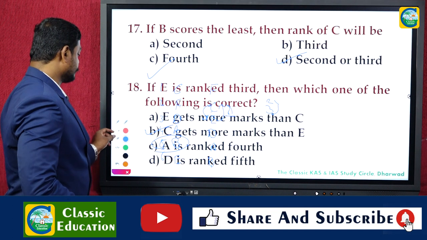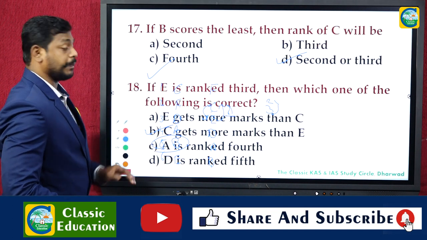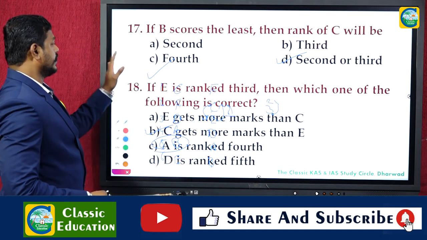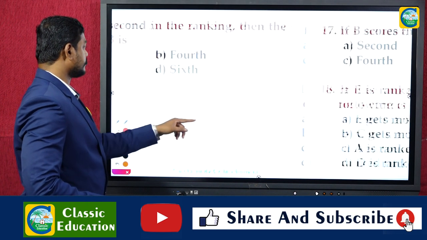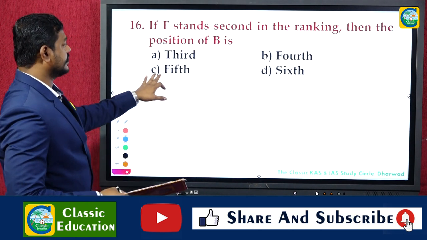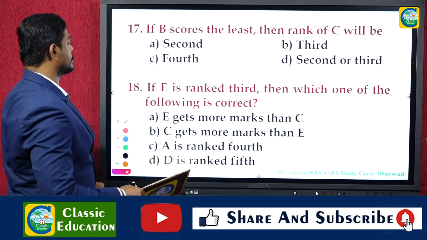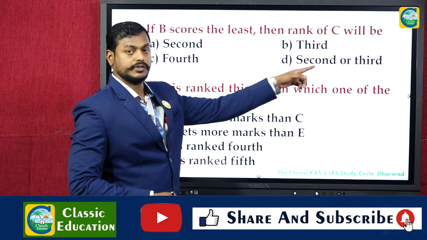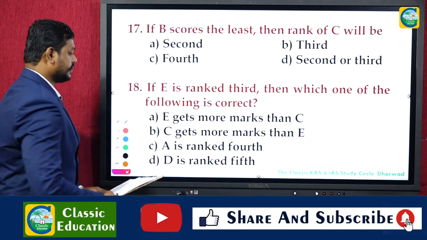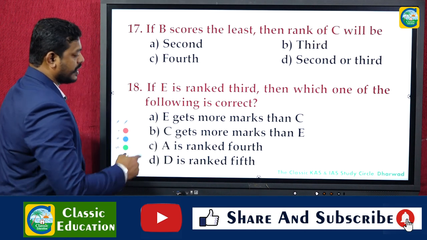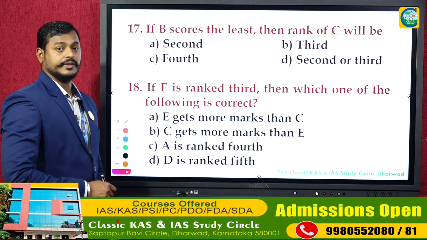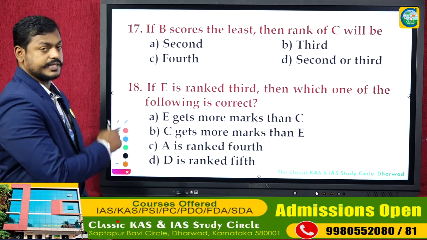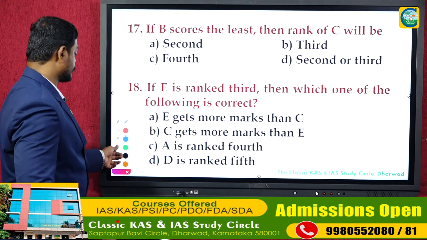So the option is B, okay? In the 16th question, I told you, in the fifth place. Then in the 17th one, D option, second or third. In the 18th question, C gets more ranks than E. Okay, friends? So these are the three questions and answers. We'll move to the next question now.